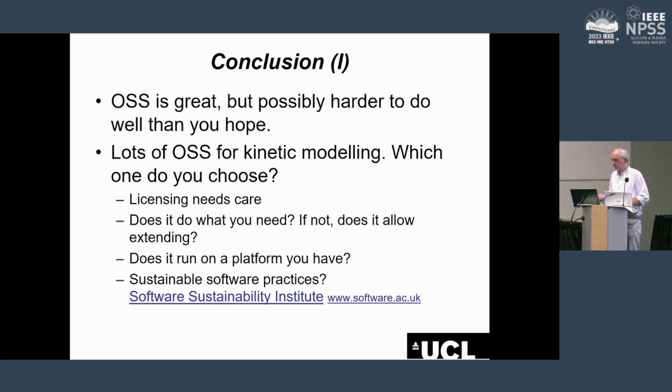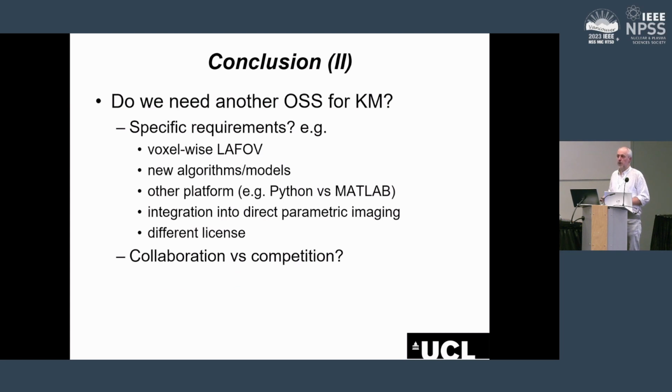I very much encourage people who write software to look at the Software Sustainability Institute. It's a UK institution, but they have connections with lots of others, and they have lots of very good advice on there. Do we need other open source software for kinetic modeling?